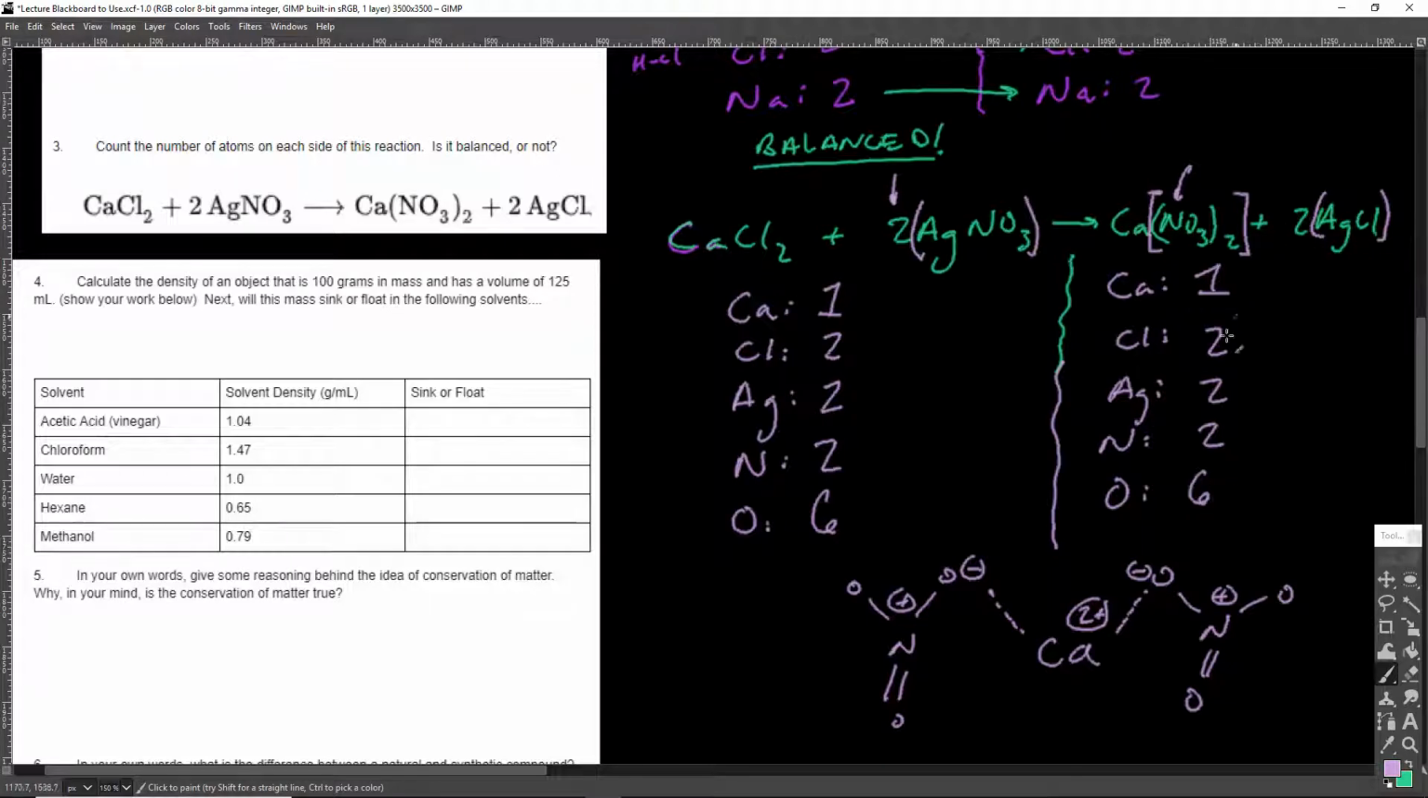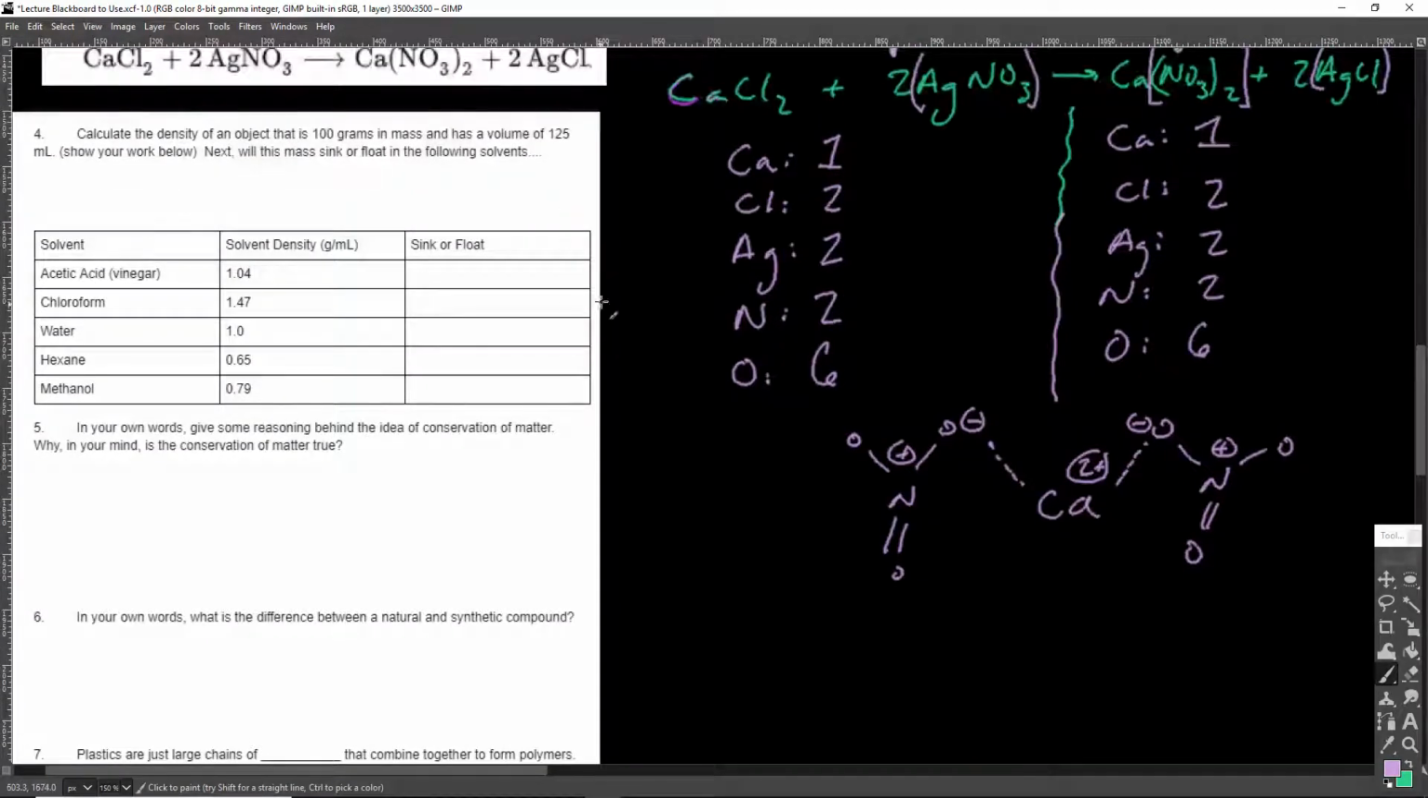What I really want you to see is, don't be confused by this type of chemical formula, okay? The subscript down here applies to this molecule. The subscript always applies to the thing that it's under. Okay? Cool. All right.